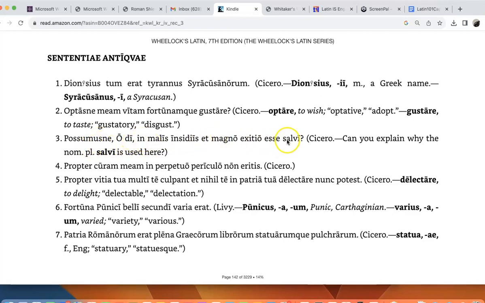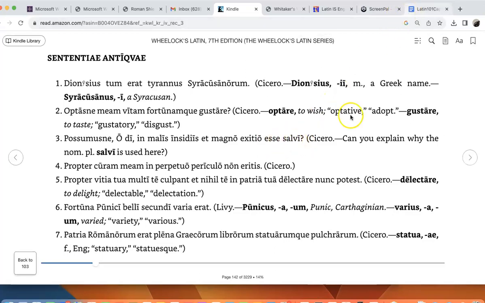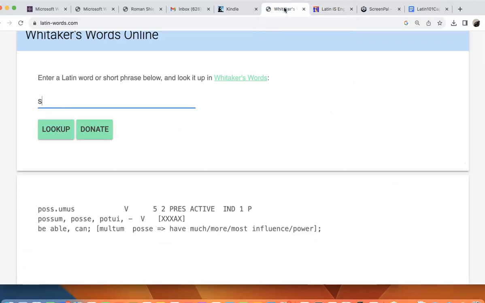So, but then here it says, are we able, O gods? Now here in English, we would probably need the infinitives. That means to be. Now salvi is the fact that I say, can you explain why? So this is a perfect passive infinitive. We haven't had this grammar element.